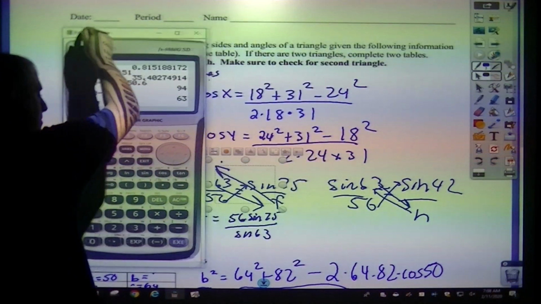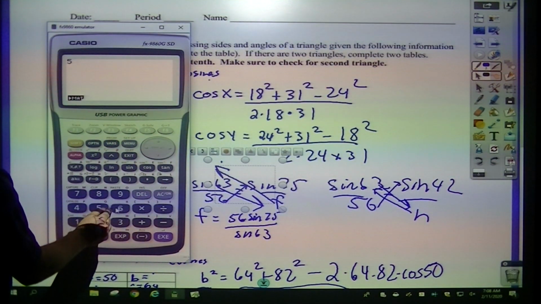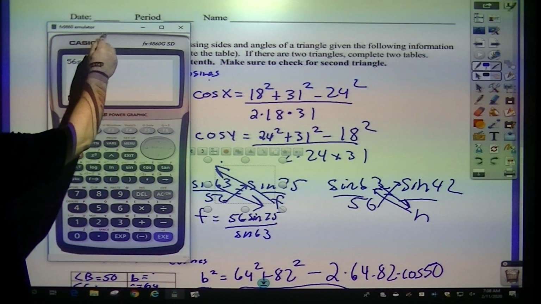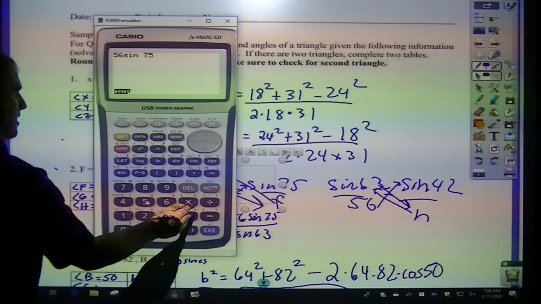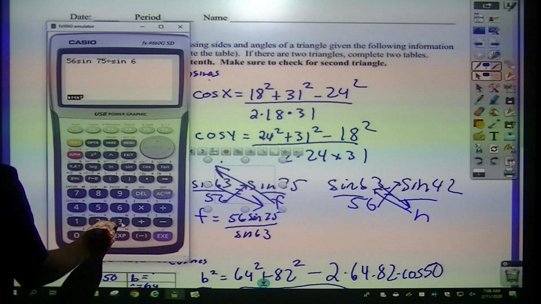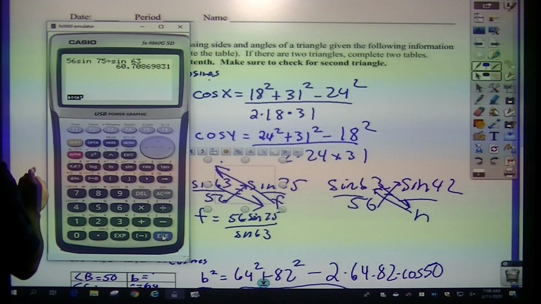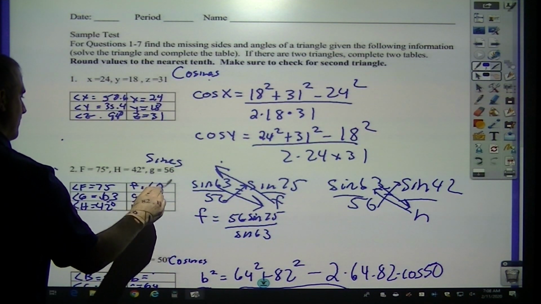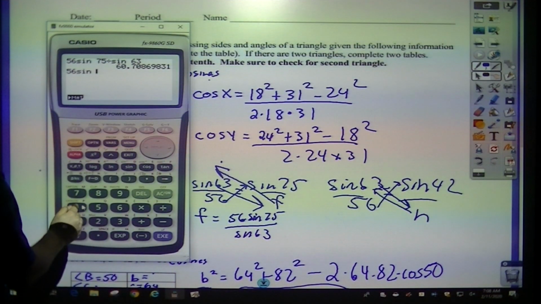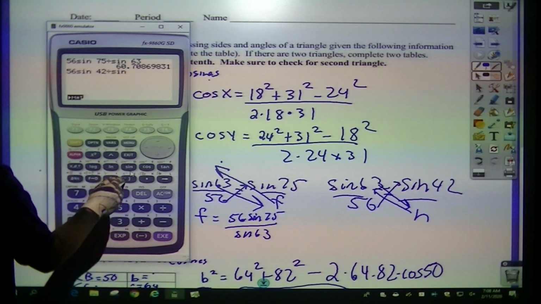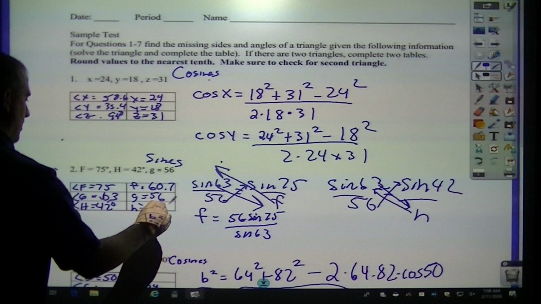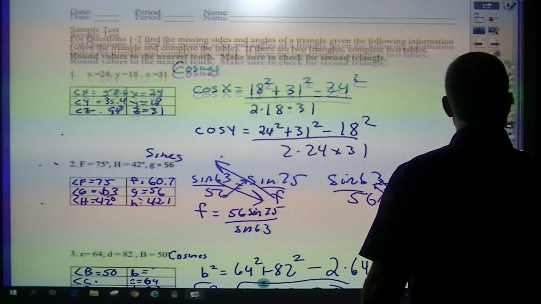Because of fraction rules, this will move up, this will move down, this will move up. So the way that gets typed into the calculator is 56 times sine of 75 divided by sine of 63. So I get 60.7. Then same thing over there, 56 sine of 42 divided by the sine of 63. 42.1. Okay, moving on to these next ones.